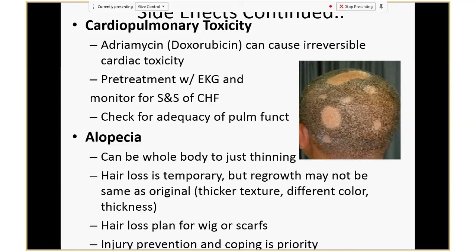We do encourage them to get wigs or scarves, but like I said, the hair loss is temporary. So maybe the wig can be just for a year or two, and then once they get their hair back, they can style it the way they wish. Coping is a priority. These patients are very disturbed when they find out their hair is falling out, and it can be very scary for a lot of these patients that have never had to go through this process before.